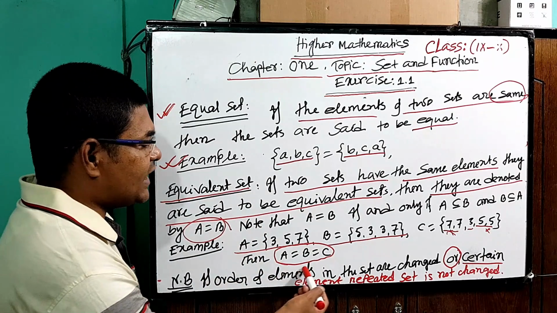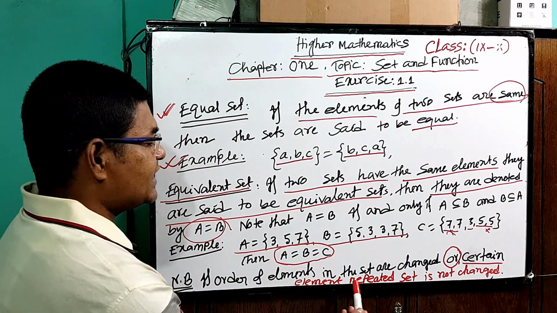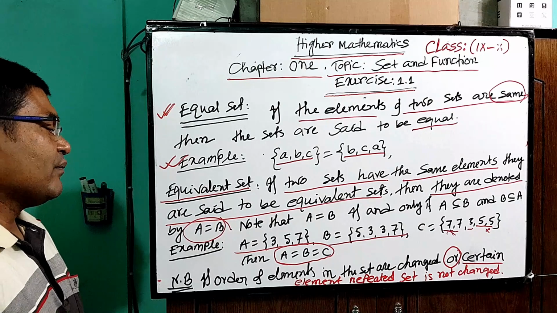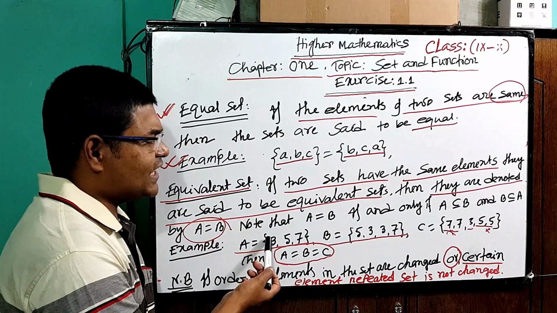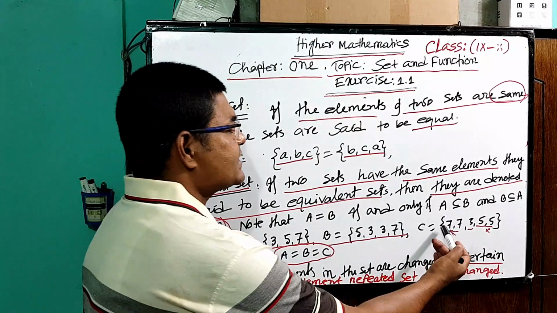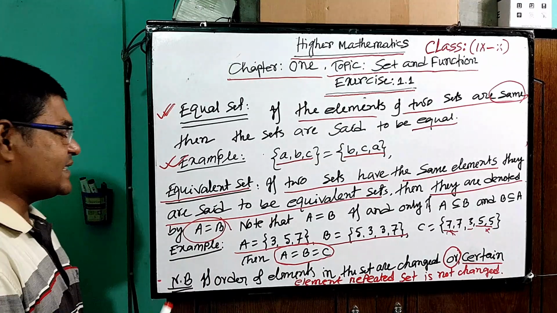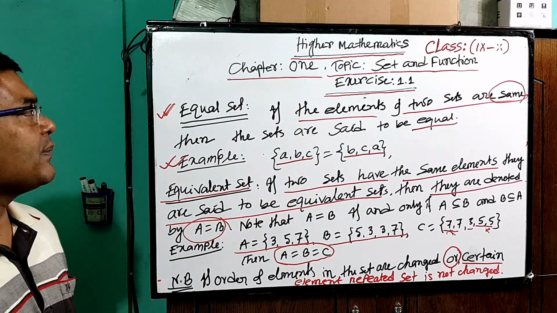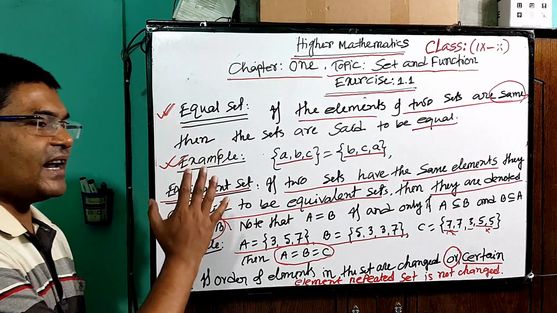If the order of elements in the sets is changed or a certain element is repeated, the set is not changed. Here is 3, but here is 3, 3. Not changed. Here is 7, 7, 5, 5. Okay? It can be repeated. So if you can see this type of set, we can write equivalent set. So we have learned equal set and equivalent set. Let's come to the next topic.